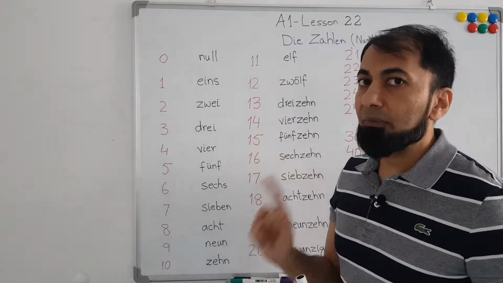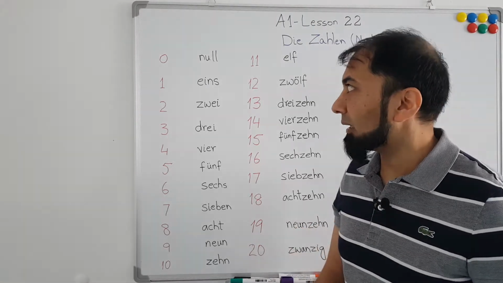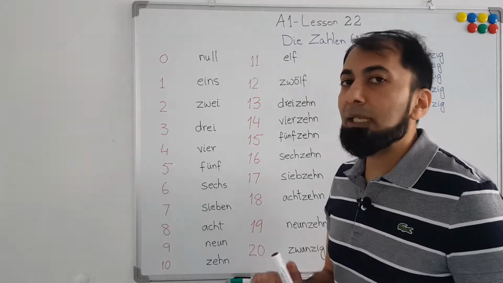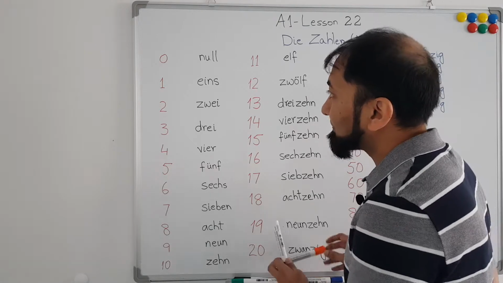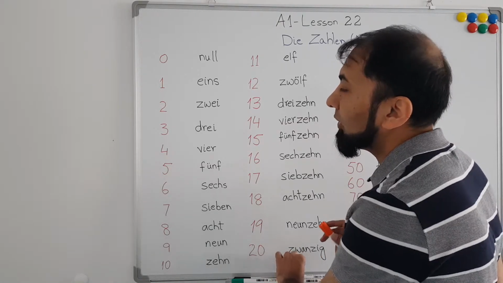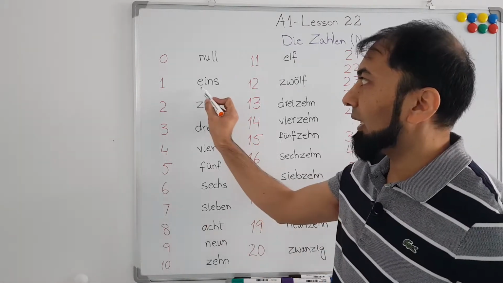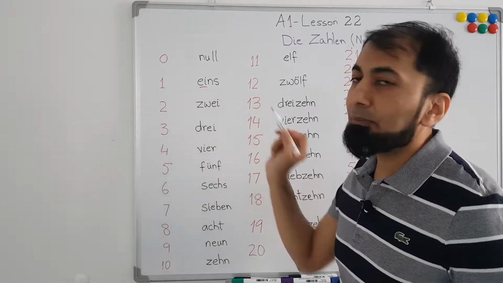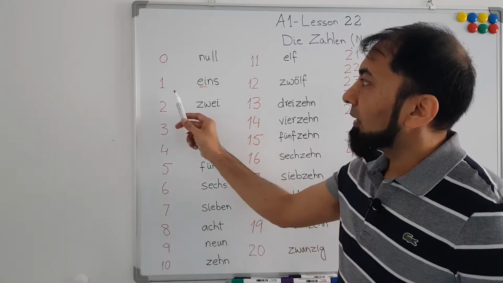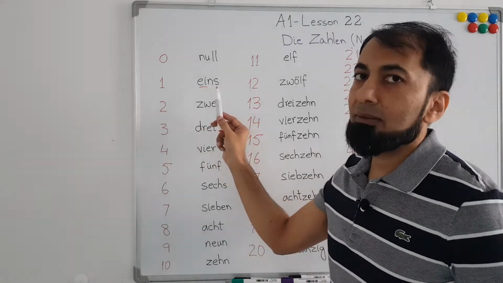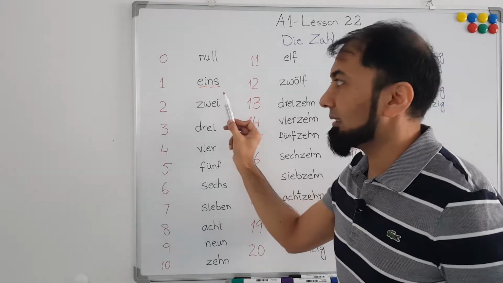If you remember from our previous lessons, we learned some tips: if two or more letters come together in a particular sequence, then they produce a specific sound. One combination was that if E and I come together in German, they will produce a sound like "eye". So we will see the application of these combinations in the counting also. One, eins. So "eye" and then ns, eins.